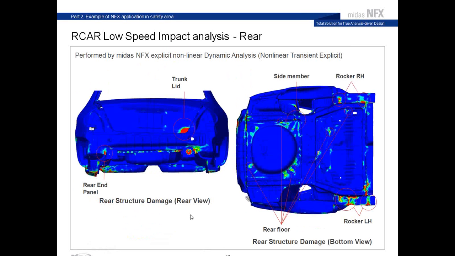Now what we want to know is what plastic strain has been caused on the car body due to this impact. You can see here the parts where you have this plastic strain are the rockers, the side members, and the trunk lid on this part. All the parts which had the biggest plastic strain will have to be reinforced in order to take more of the impact.